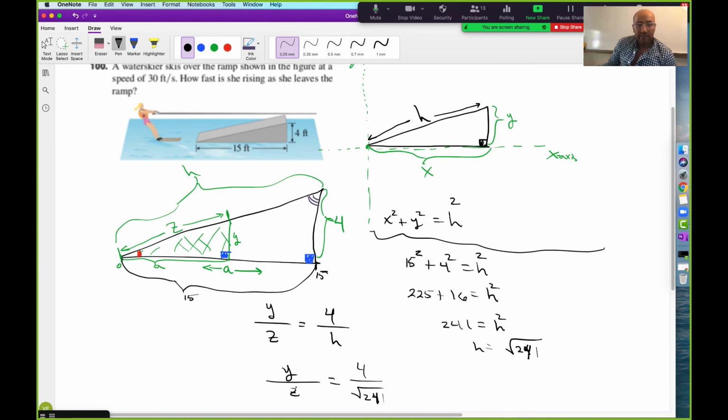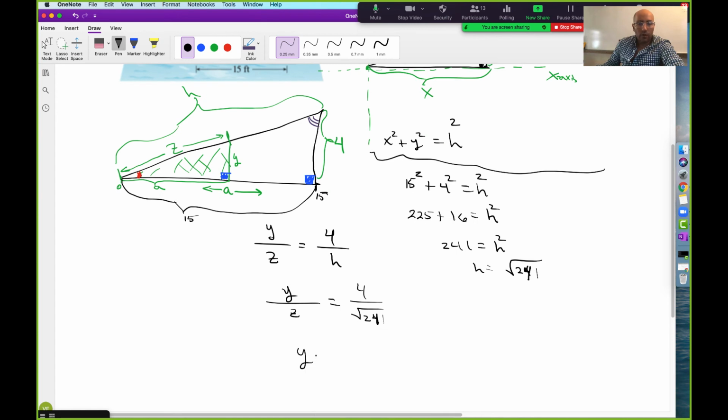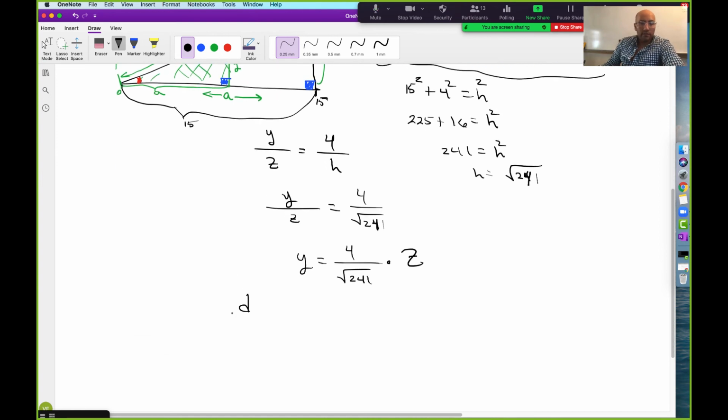if we multiply both sides by z, we end up with an equation for y. Y equals this constant 4 over root 241 times z. Almost there. We wanted to find the rate of change of y. So let's find d dt of the left-hand side. Let's find d dt of the right-hand side.